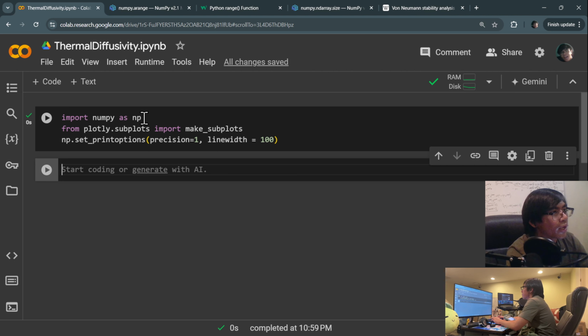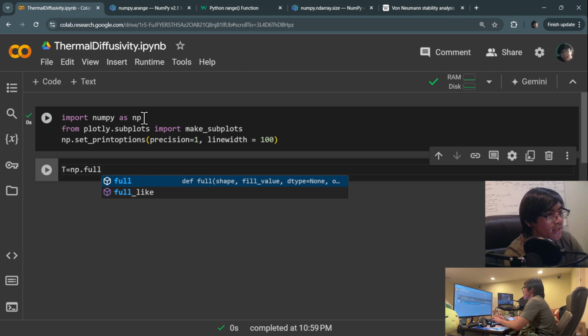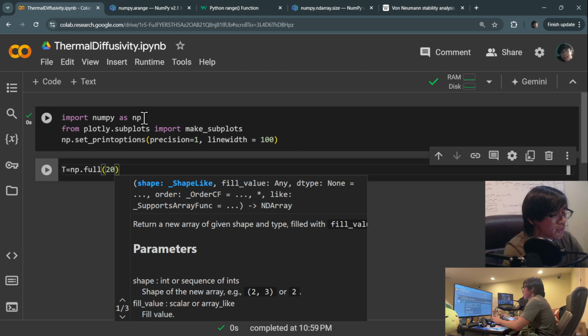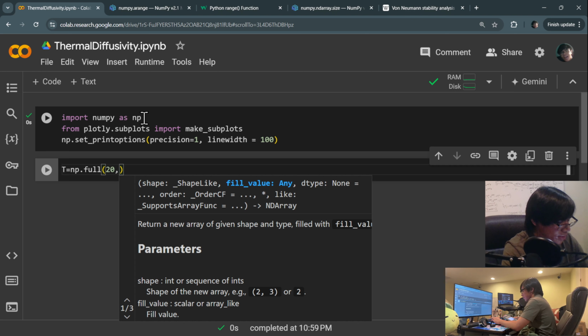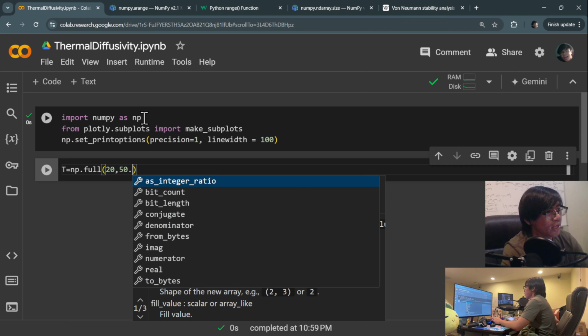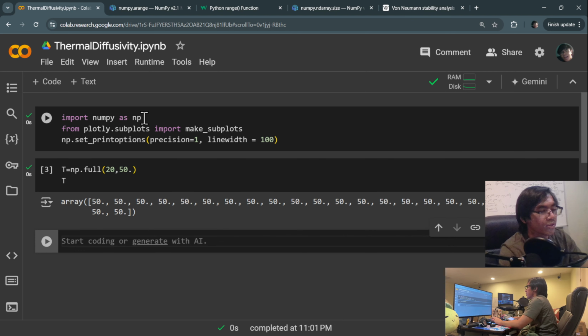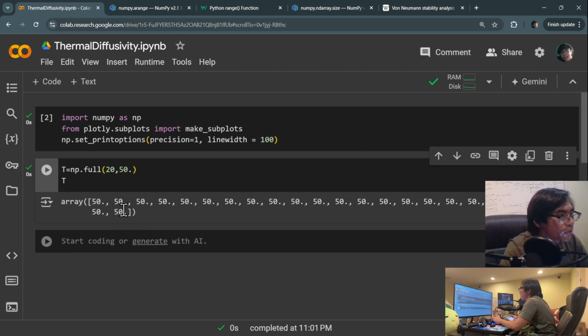I forgot to put np.full in there, but np.full is going to be generating a full array, as the name suggests. We have 20 sections of our bar initially at 50 C, so we want a shape of 20 sections, filled with 50 Celsius, making sure that we have a floating point here. And if we shift enter to display our temperature, we should have 50 all across.